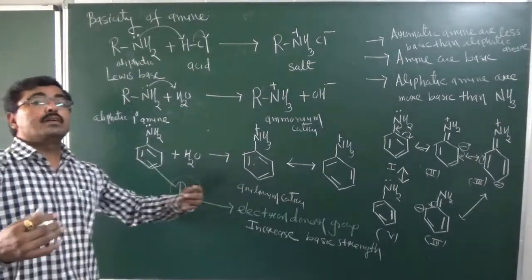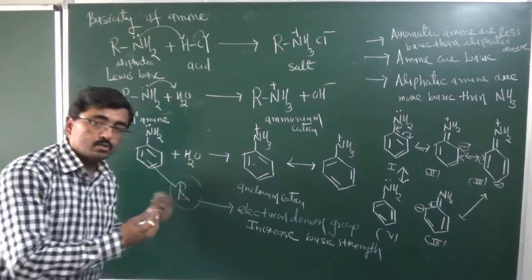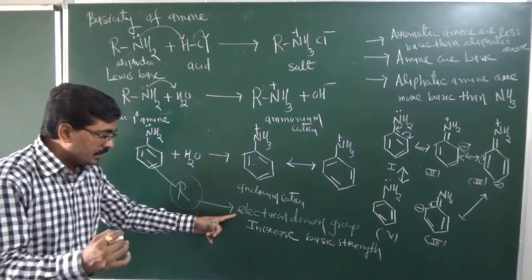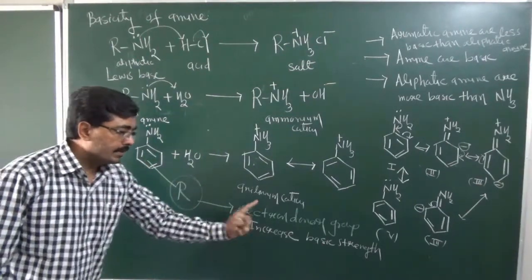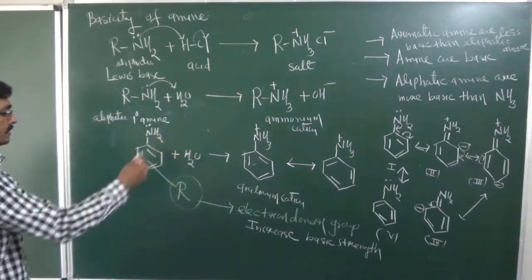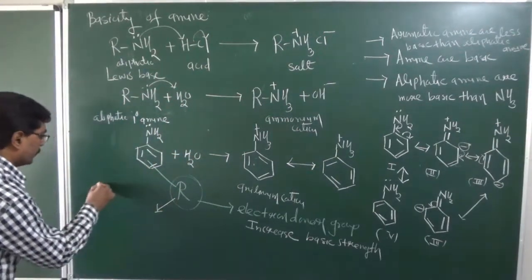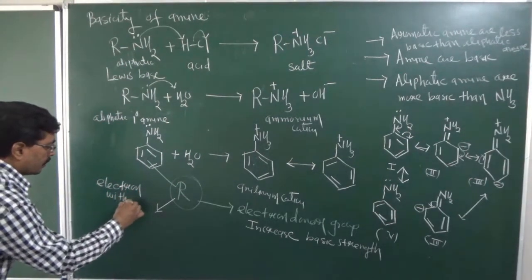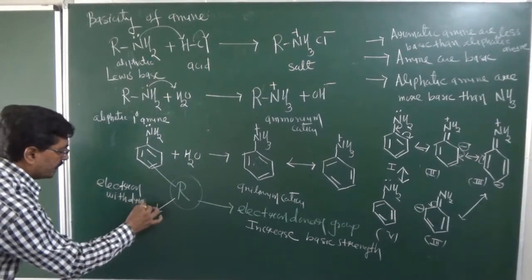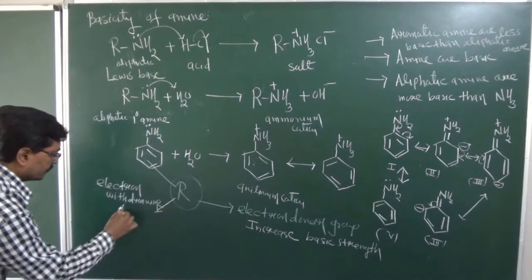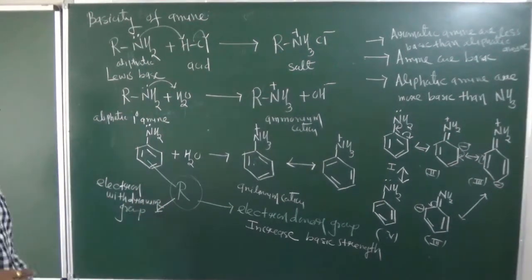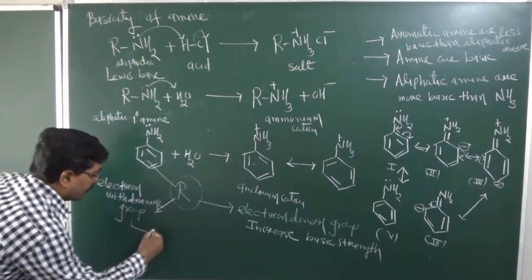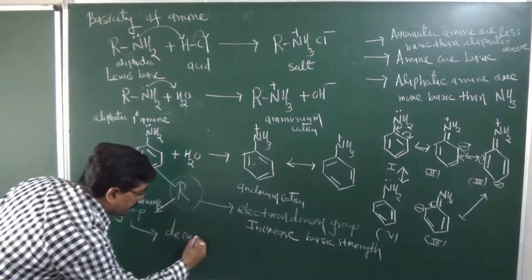So whenever there is a different type of electron donor group, suppose an alkyl group or any other group is there, attached with this amine, then it will increase the basic strength of the amine. Similarly, suppose an electron withdrawing group is present on the amine structure. Any electron withdrawing group has a tendency to take electrons from the nitrogen atom. So we can write here: it decreases the basic strength of aniline.